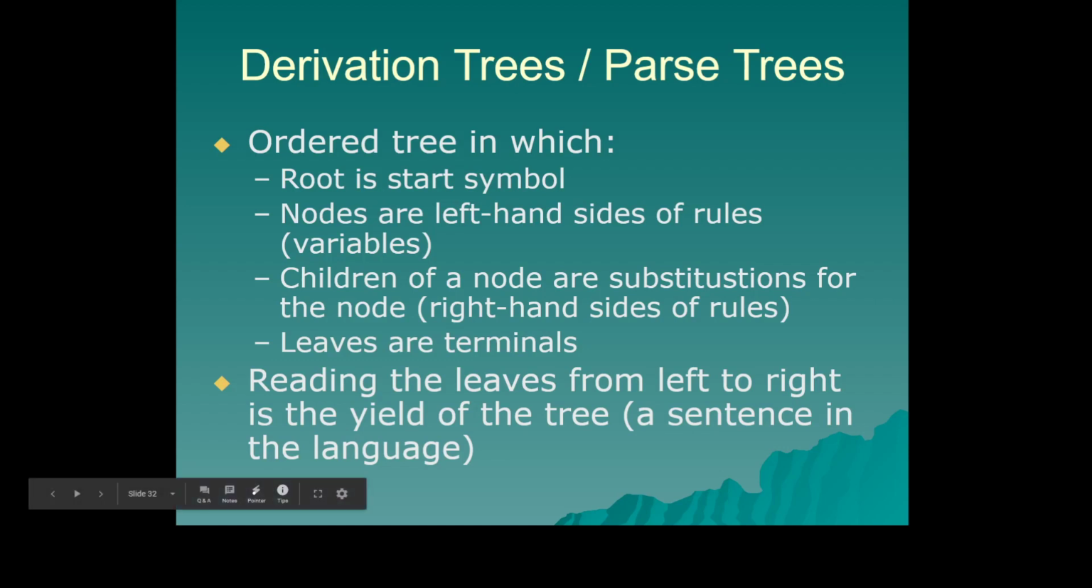In this video, we are going to talk about parse trees: what they are, what they do, and why they're useful to us. First of all, let's describe what they are. Parse trees are an ordered tree in which the root, or the starting rule, is the start symbol. Nodes are the left-hand sides of rules, so variables. And children of a node are substitutions for the node. So basically you draw out a series of substitutions, and then you end in what are called leaves, which are the terminal characters. Then when you read the leaves from left to right, you get the yield of the tree, which is a sentence or a word in the language.